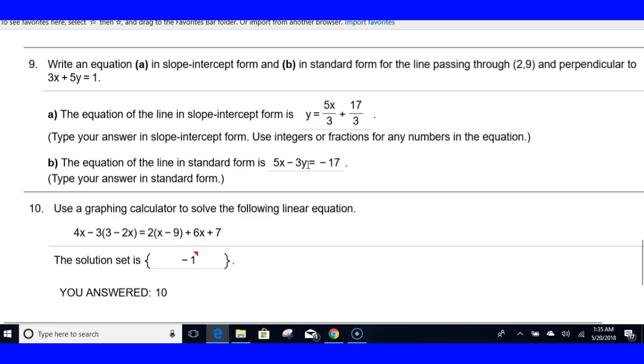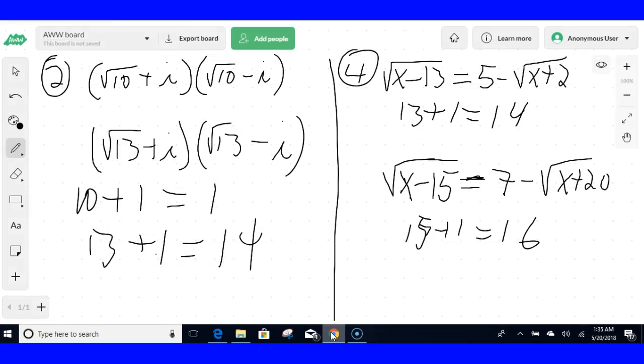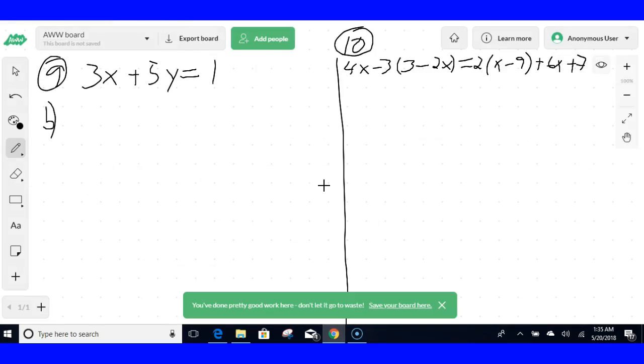So 5x minus 3y is equal to negative 17. This is the question again. If it's perpendicular, you know the slope of the equation that I'm looking for will be the opposite reciprocal of the given equation. So all you've got to do is switch everything. Let me show you here.